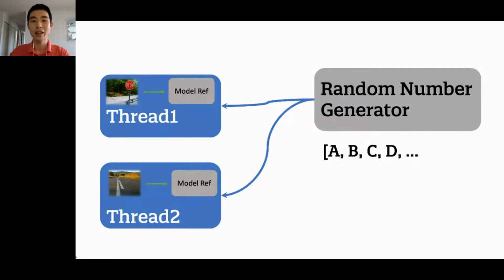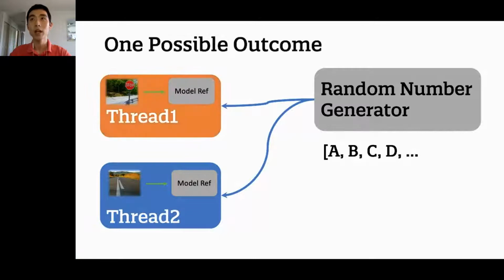Let's look at the execution from the perspective of thread 1. If in one execution it executes a bit faster than thread 2, then it will be the first thread to request a random number from the generator, and thus the generator will give it the number A. Then thread 1 will perform the following computation with the number A and generate the results. However, there are other possibilities.